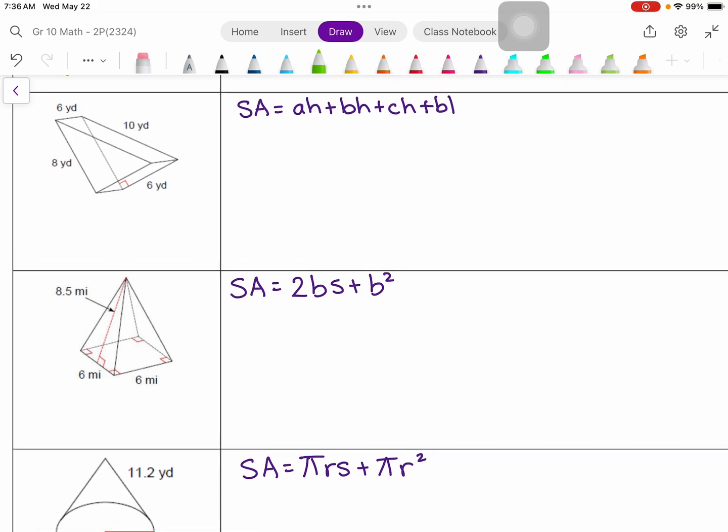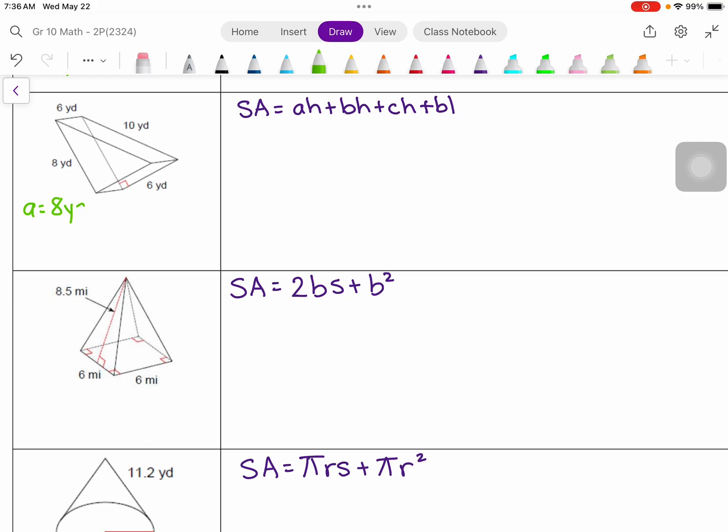So I have each of the 3 rectangles, AH, BH, and CH, and then the BL is going to give me the 2 triangles. So A, B, and C are just the amounts around the rectangle. So we have here, the triangle. So we have a 6, an 8, and a 10. So those are going to make up our A, B, C. So it doesn't matter which ones you use.